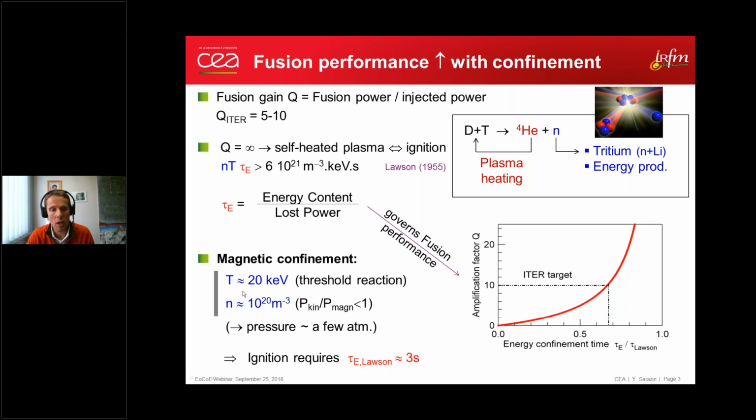So the pressure, because the temperature is large but density is low, the pressure is just a few atmospheres, so not a large pressure. And most of the research regarding the improvement of the performance of fusion discharges is to try to increase this energy confinement time.